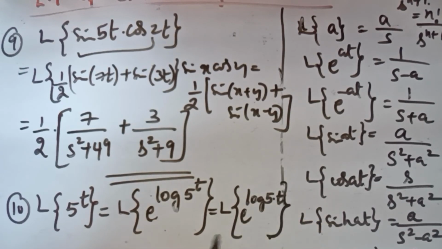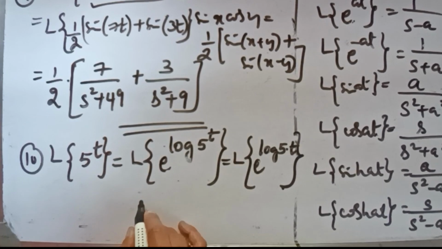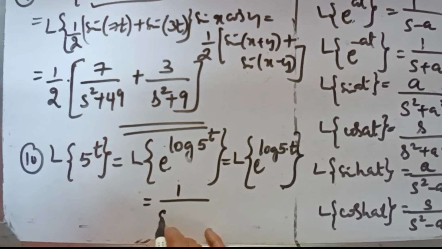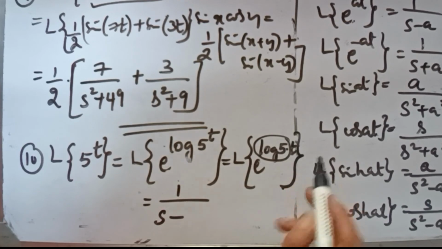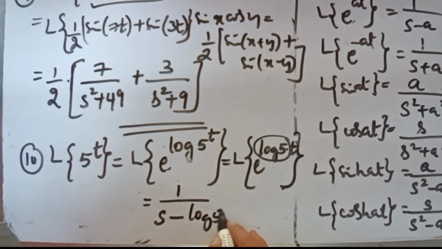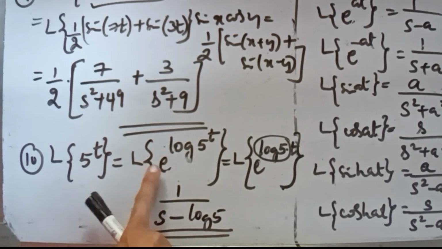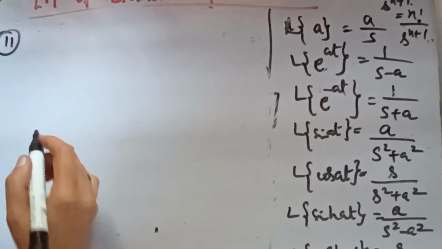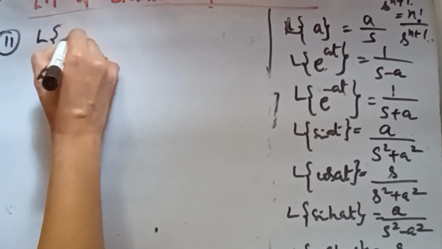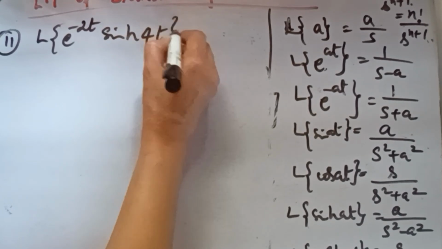Now you have to make use of the Laplace transform of e power at formula. So this is equal to 1 by s minus what you have in the place of a, that is log 5. So this is the required answer. So when it is not in the direct standard form, you have to convert it into the standard form, then apply the formula. Now one more, Laplace transform of e power minus 2t into sin hyperbolic 4t.